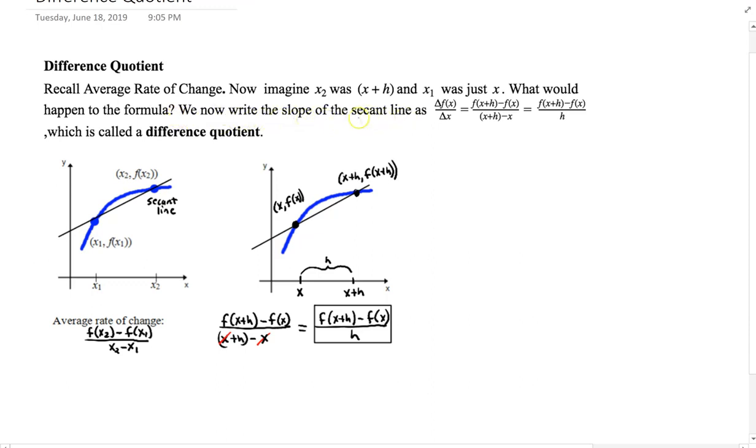We can rewrite the slope of the secant line as delta f of x over delta x is equal to f of x plus h, which replaced our x sub 2, and then minus f of x, which replaced our x sub 1, over x plus h minus x. And so that gives us f of x plus h minus f of x over h. So very simple formula here, now that we have h on the bottom, and f of x plus h minus f of x at the top. So that is our difference quotient formula.